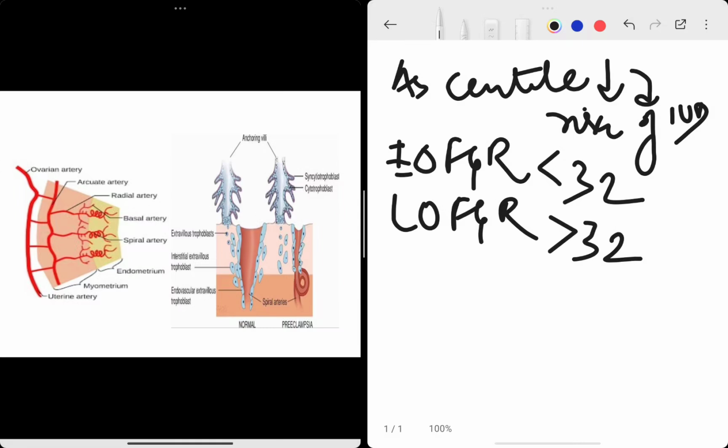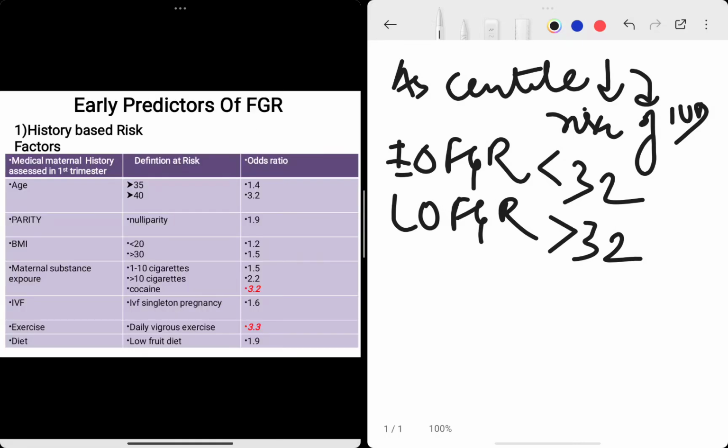You can also check the second diagram, where there is the syncytiotrophoblast and the cytotrophoblast. The extravillous trophoblast lines the vessel, the spiral artery, and in preeclampsia the endovascular extravillous trophoblast is not covering this part of the spiral artery, and hence preeclampsia is occurring.